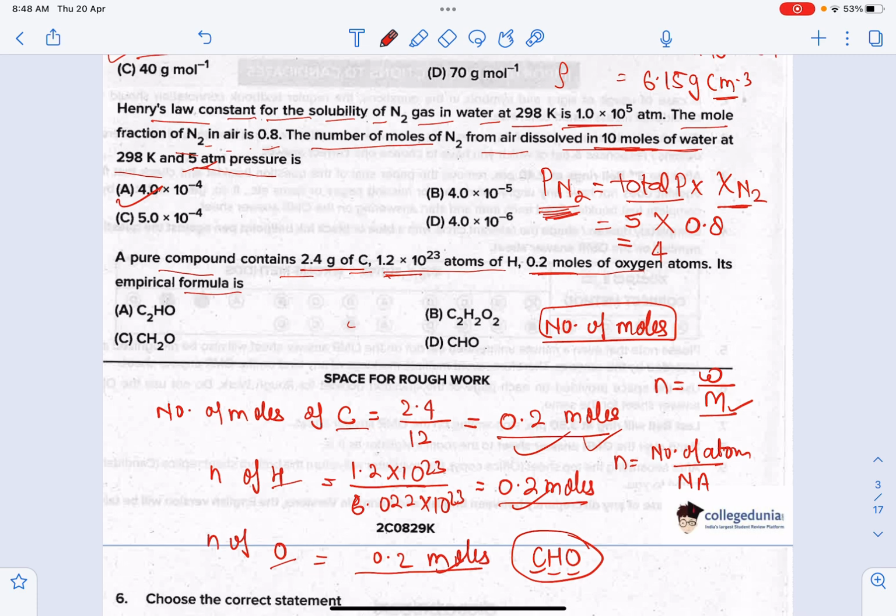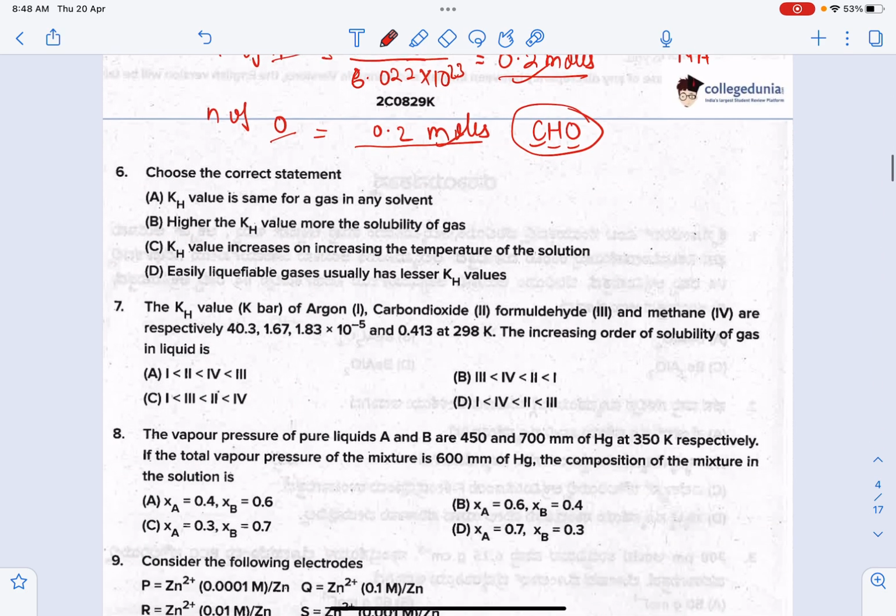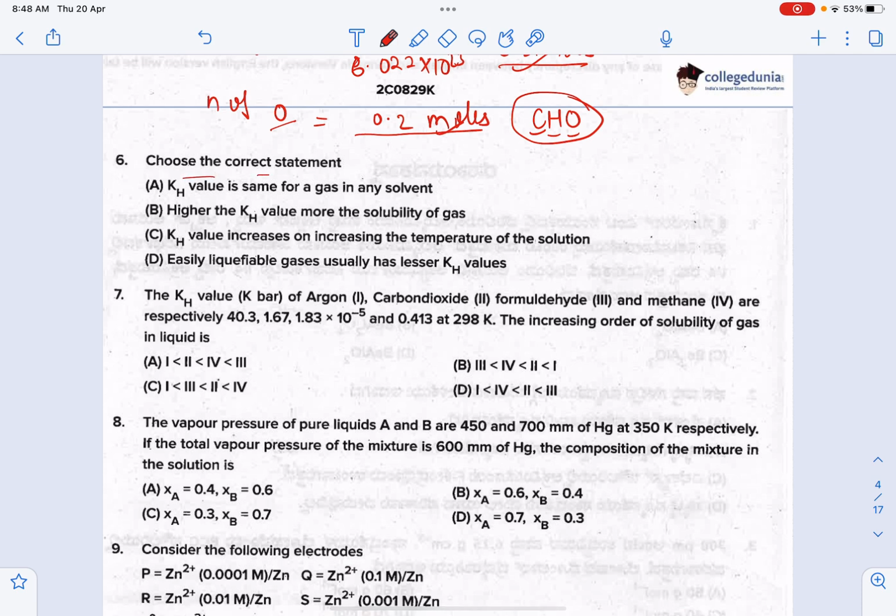So here our correct answer will be the option D. Okay, that is the CHO. Now the next question, choose the correct statement. Okay, now first statement is Kh, that is the Henry constant value is same for a gas in any solvent. Okay, no, this is not correct, it is not same.